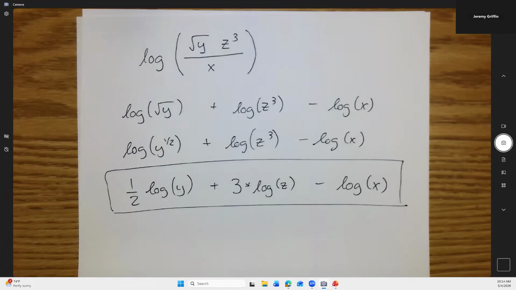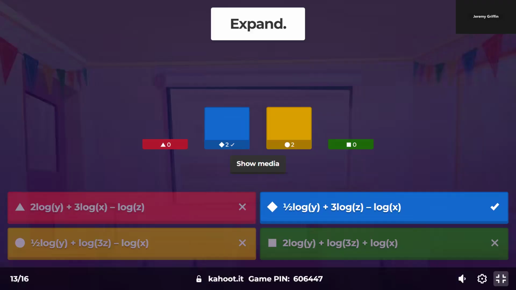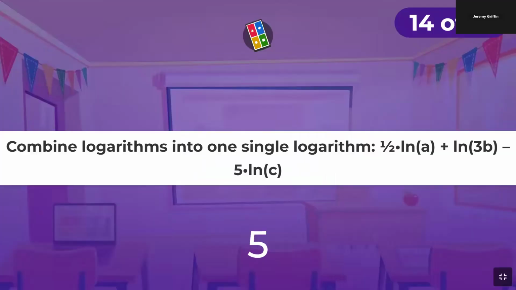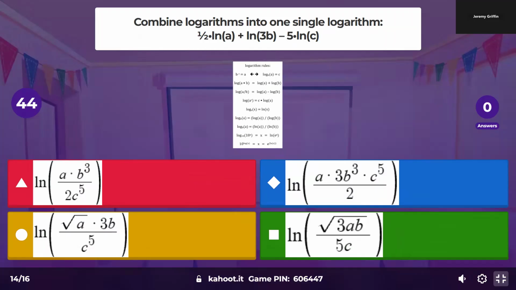All right, you guys got that? Okay, combine logarithms into a single logarithm. 1/2 natural log a plus natural log of 3b minus 5 natural log of c. So just the reverse of what we just did.